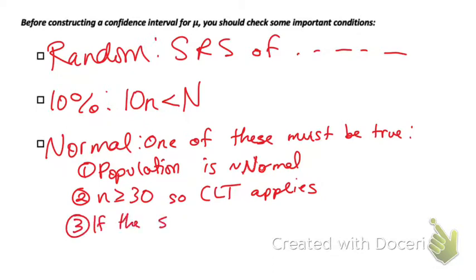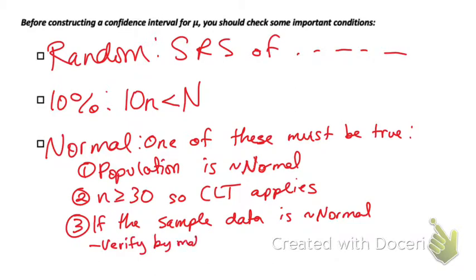If the sample data is approximately normal. So let's say you have a sample size of 20. You know the population was skewed. You need to see, did my sample turn out normal? Guys, how are you going to know if your sample data is normal? Verify by making a dot plot or box plot.